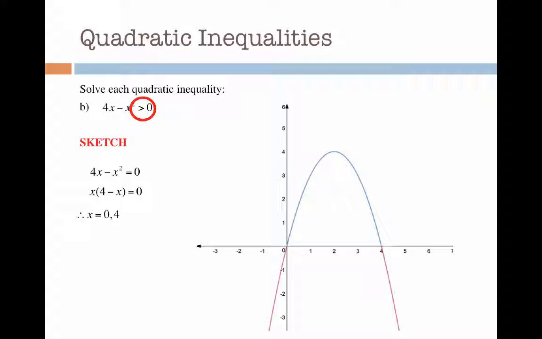We want to know where the graph is greater than 0. That is, where is the graph above the x-axis? That's right there in blue. Everywhere between x equals 0 and x equals 4 is going to be our values. Now we're not going to include 0 and 4 because the inequality doesn't have an equal sign underneath it. So our answer is going to be that x is between 0 and 4.